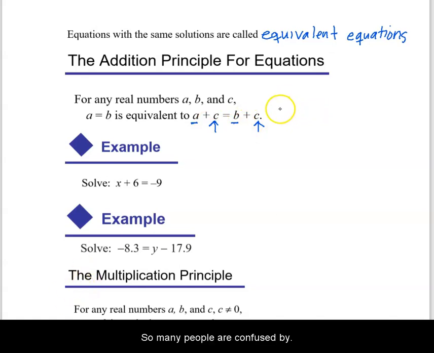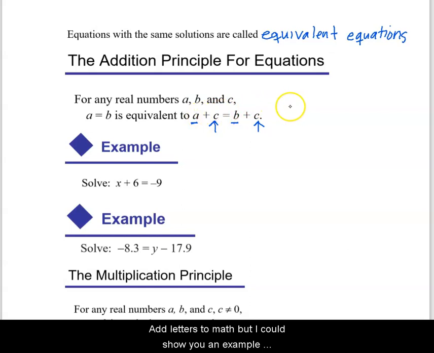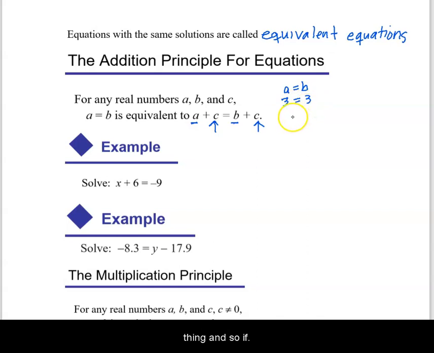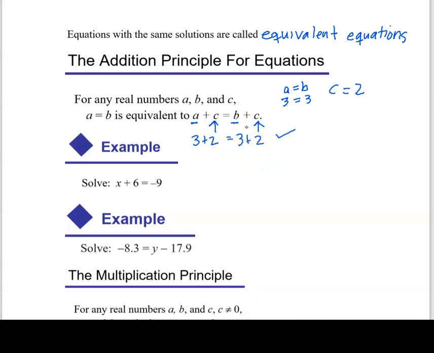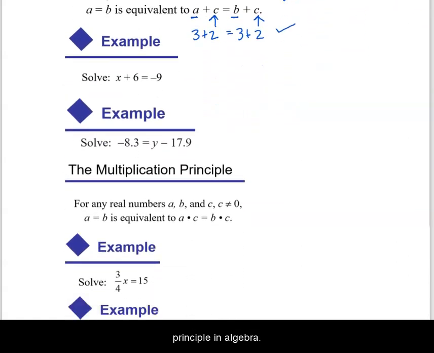A lot of people are confused whenever we add letters to math, but I could show you an example. So we're saying A is equal to B. In numbers, we could say 3 is equal to 3. They would have to be the same thing. And if we picked a C, let's say it's 2, then 3 plus 2 is equal to 3 plus 2. And of course, that's true. So they want us to solve an example using that principle in algebra.